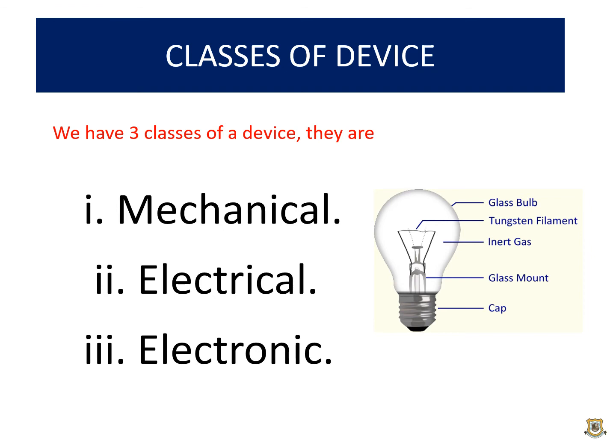We have three classes of a device. They are the mechanical, the electrical, and the electronic. An example is on the right for you. That is a bulb. We will definitely see which class this belongs to as we progress in this lesson.